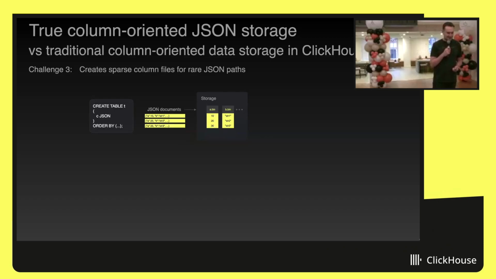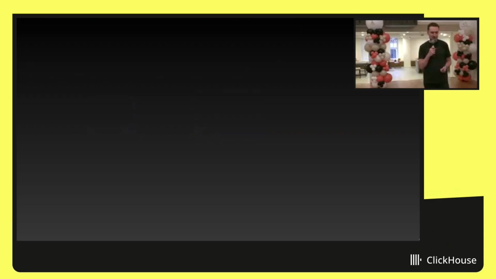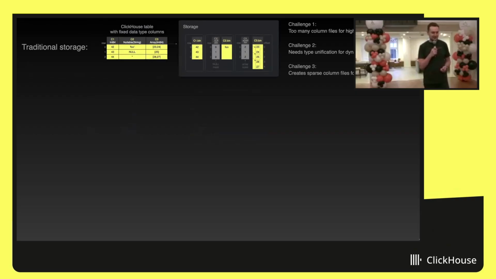So what shall we do? Let's take a look at another challenge. Rare keys that are only present very infrequently. So in this example, we have keys A and B, and key C that is present just in a single object.